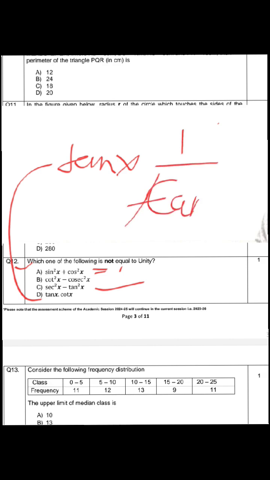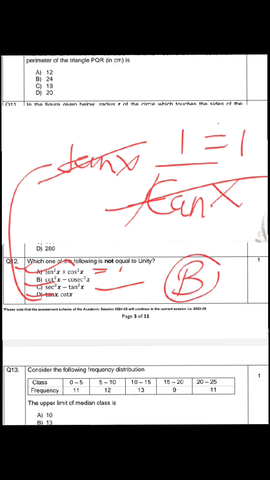See how. Tan x you write like this, and cot x you can write as 1 upon tan x. So you see this cancels, so your answer is 1. So here A is correct, C is correct, D is correct. Which is not equal to unity? Option number B. So here the right answer is option number D.